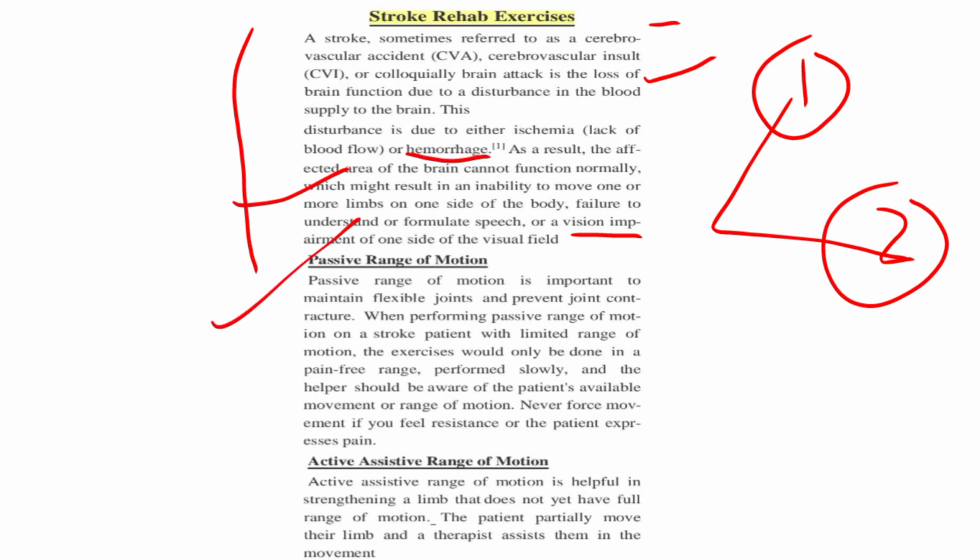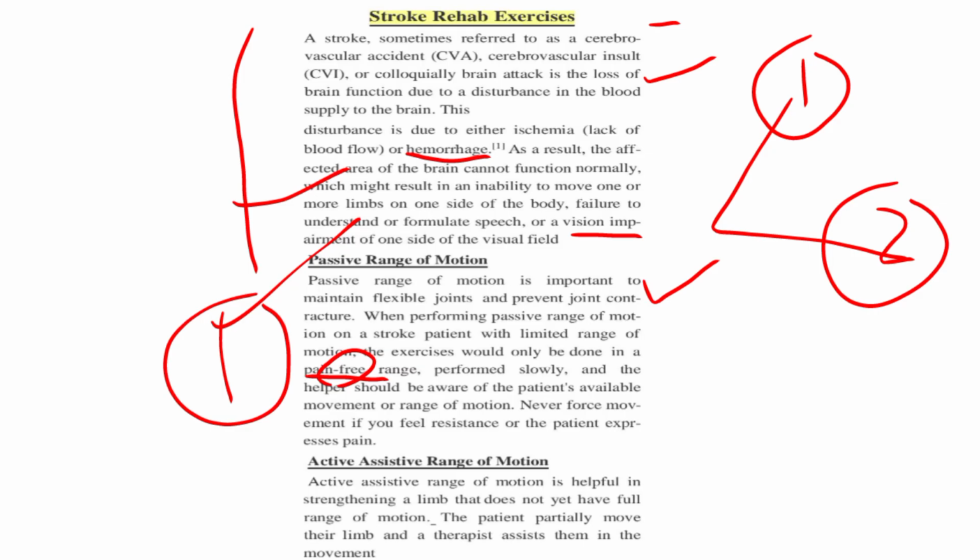The rehabilitation exercises we do in stroke. First is the passive range of motion. It is an important technique to maintain flexible joints and prevent joint contractures. When performing passive range of motion on a stroke patient with limited range of motion, exercises should only be done in a pain-free range. If the patient feels any kind of pain, we stop the exercises.